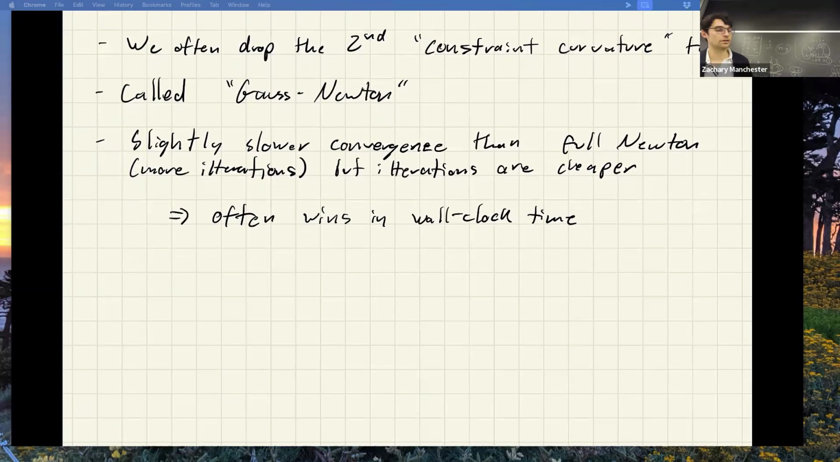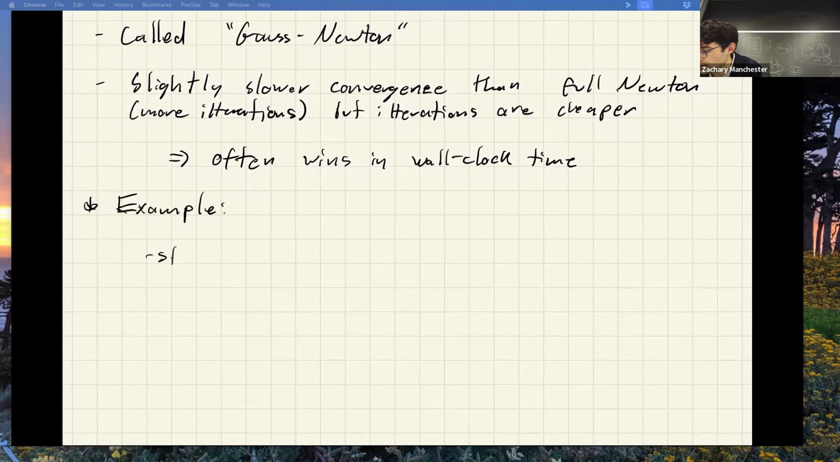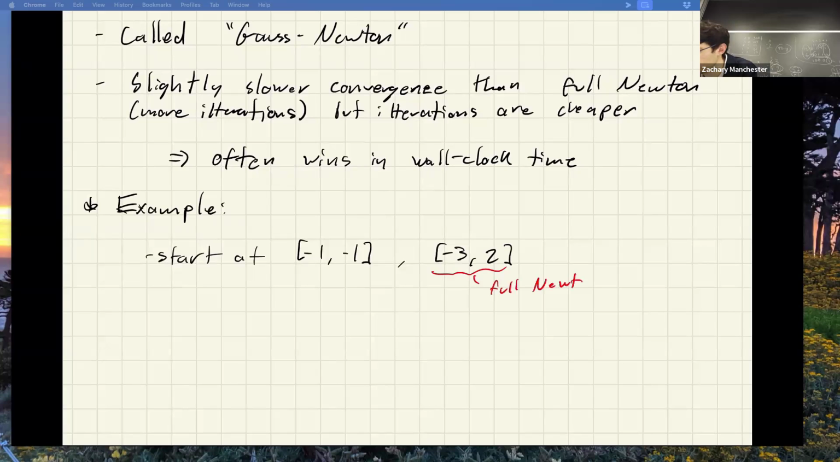Okay, cool. So we did this example. And if you go run the code yourself, which you did, the two points we did were: the first one was -1, -1, and the second one was -3, 2, which was the weird one. In that case, full Newton gets stuck in a weird spot, and Gauss-Newton actually does fine.